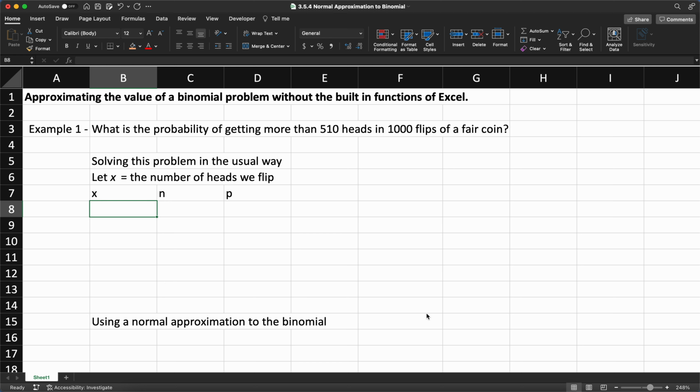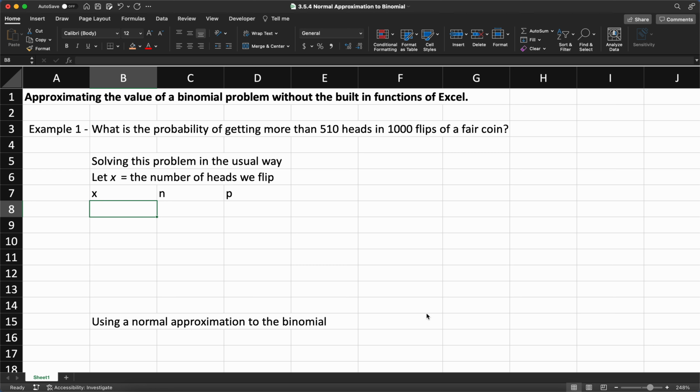Hey everyone. In this problem, we are going to use the normal curve, which is a continuous variable, to approximate a binomial random variable, which is discrete. So let's just review how we would normally go about finding a discrete random variable. In this case, what is the probability of getting more than 510 heads in 1,000 flips of a fair coin?